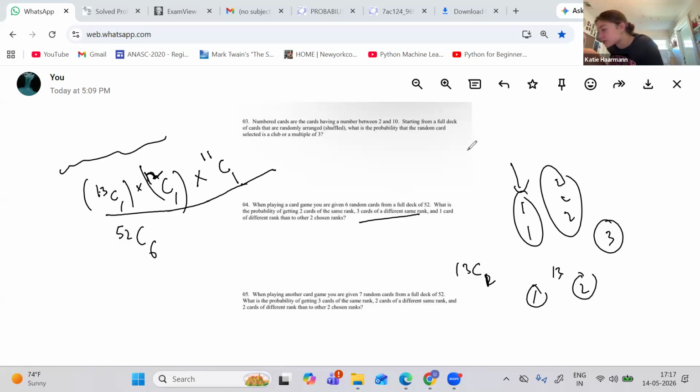Or like the 3 cards of a different same rank. How does that ensure it's a different same rank though? Yeah, that's what I'm thinking too. The words are really confusing. Try the next one, I'm just thinking. And then one card of a different rank from the other two chosen ranks. To come to your question, how does it ensure it's a different rank? Because that's why you're subtracting the n values. So you've already kept them separate, so there's no way you can pick from those cards again. Still very confusing though.